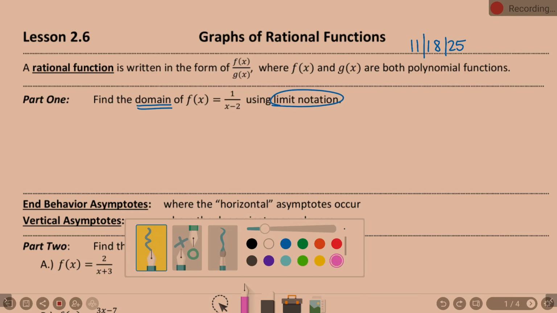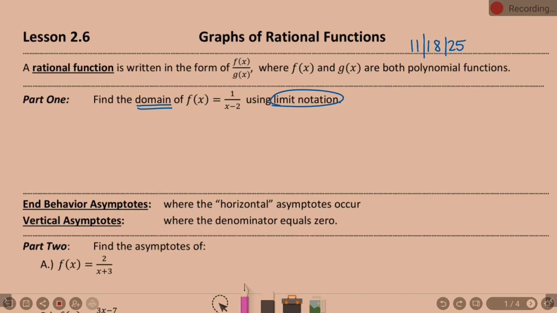Since denominators can't equal 0, first thing I'm going to do is set my denominator equal to 0. We just said denominators can't equal 0, but I set the denominator equal to 0 so I can find where it can't exist. Where do we have that issue? If I set my denominator equal to 0, we're going to know that x cannot equal 2. This graph will not exist at 2.